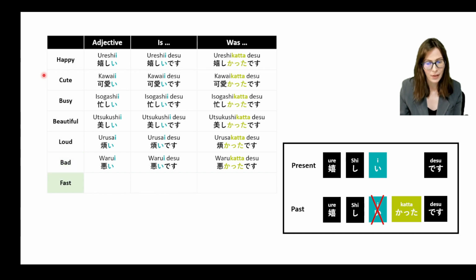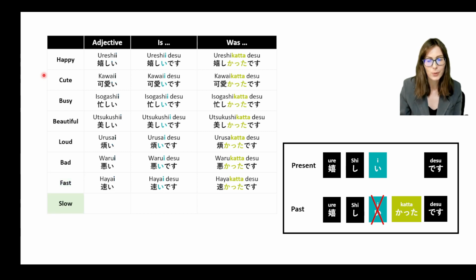How do you say fast? In Japanese, that would be 早い. How would you put it in the present? It would be 早いです. And what about the past? It would be 早かったです, right? Let's do the next one.